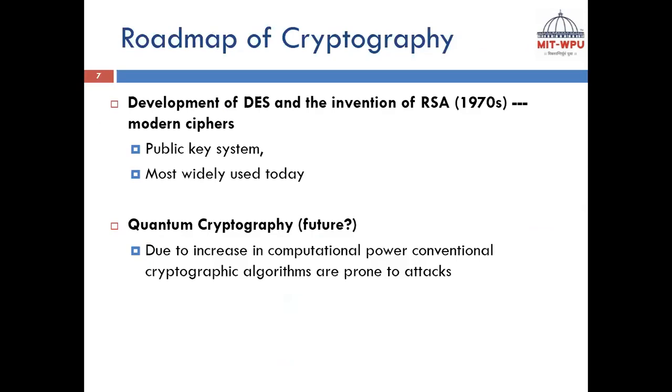Subsequently, the development of DES changed the information security scenario. DES is the first standard algorithm which came for securing information on the public internet. The invention of RSA and its use in digital signatures has also played a very important role. RSA is used for public key systems, and in today's life they are most widely used.